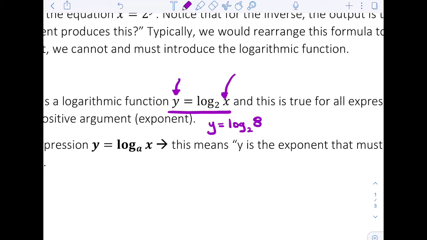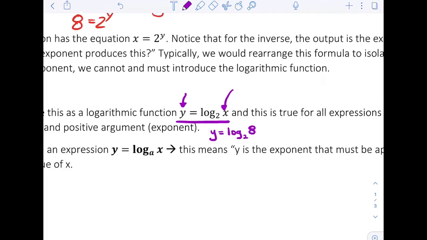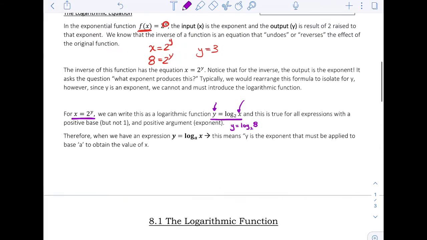That essentially says 2 to the power of what is equal to 8. Here we can't isolate. In logarithm form, it's isolated. We could put that into our calculator, but we'll get to that shortly. Therefore, when we have an expression y is equal to log a x, this means that y is the exponent that must be applied to the base of a to obtain the value of x.